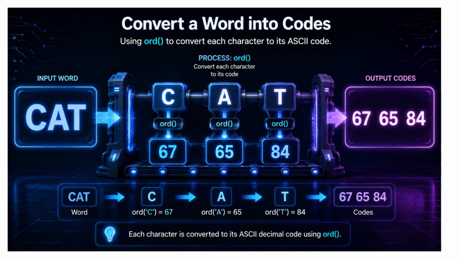Now let's see how we can convert an entire word into character codes. Our example word is cat. We process the word one character at a time. First, we take the letter C. Using ORD C, we get 67. Next, we take the letter A. ORD A gives us 65. Finally, we take the letter T. ORD T gives us 84. So the word cat is represented by the codes 67, 65, 84. This shows how ORD can be used to convert each character in a string into its corresponding numerical code.